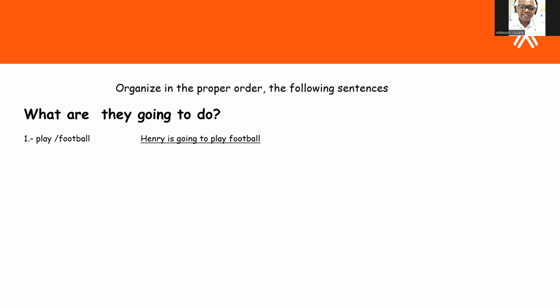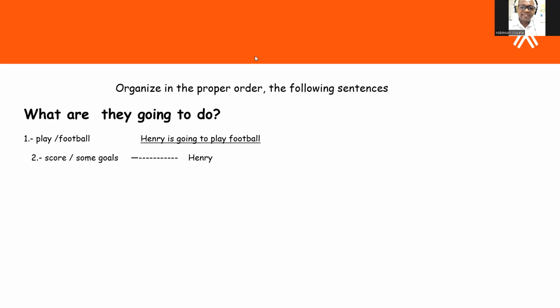Play football. Sí. Henry is going to play football. Porque ya planificó de que iba o va a jugar fútbol. ¿Listo? Si usted quiere agregarle un time expression at the end of the sentence, that's good. You can add it. No problem. First sentence for you to order. Score some goals. Henry, write a sentence through the chat correctly. Entonces van a escribir la oración correctamente ahí en el chat. Vamos a ver.